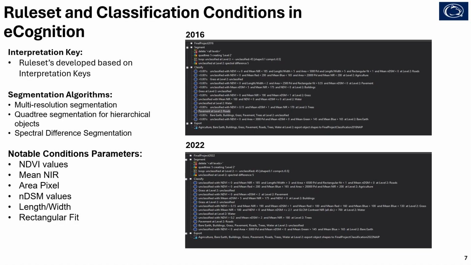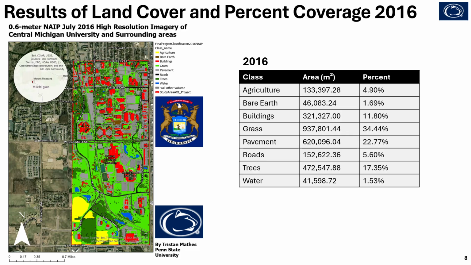There was also some manual reclassification and refinement after these conditions were run to correct for any errors in the classification. For my results from 2016, this map displays the land cover classification of 8 land cover types generated from the previous rule sets in eCognition.